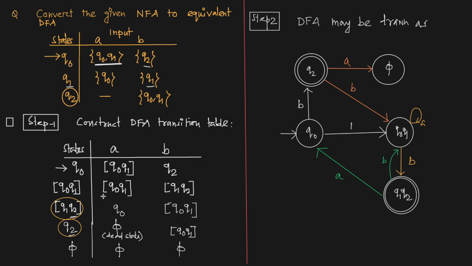Next, phi on A is phi, and phi on B is also phi, since this is the dead state. So this is the transition state diagram for the DFA. This is the DFA.